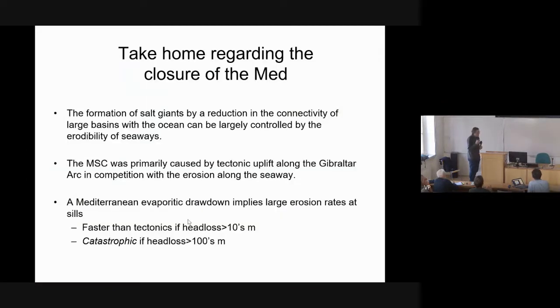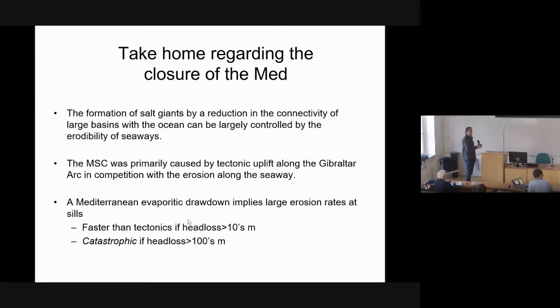Anyway, the take-home messages I want to leave you with are that salt giants in general form by the reduction of connectivity of very large basins. And this connectivity is controlled not just by tectonic processes or by eustatic sea level changes, but also by the erodibility of those seaways. So those seaways are important to understand and to constrain.